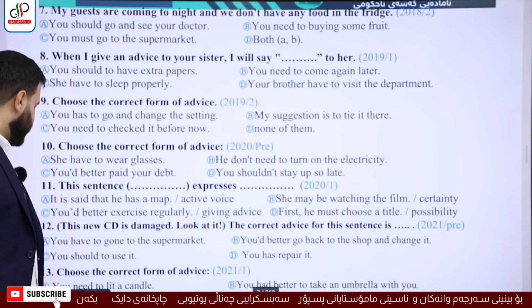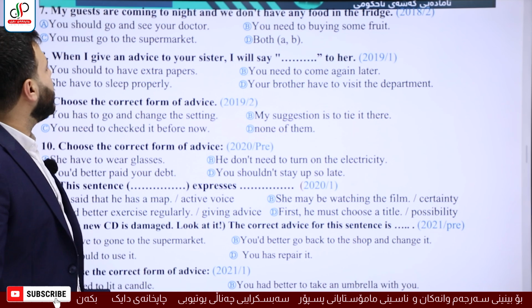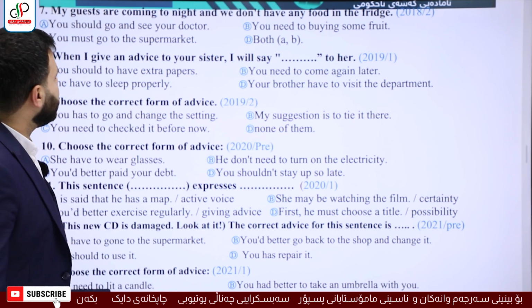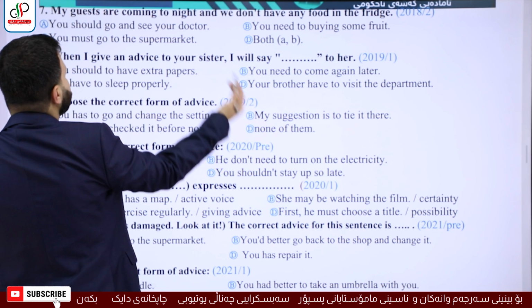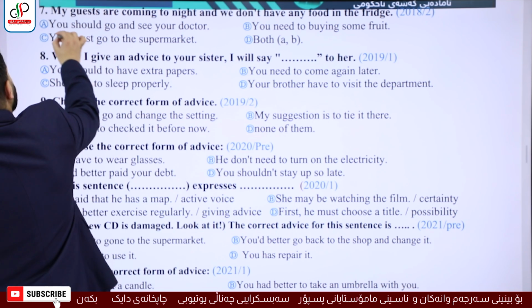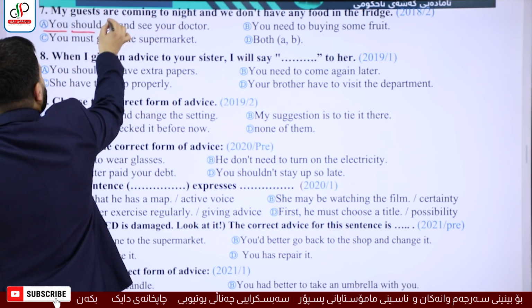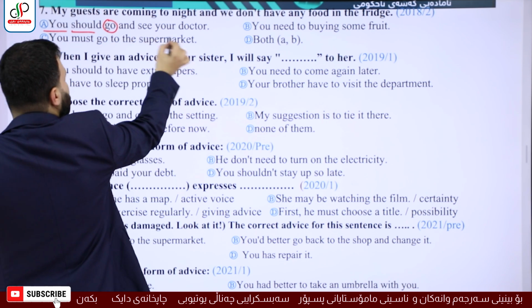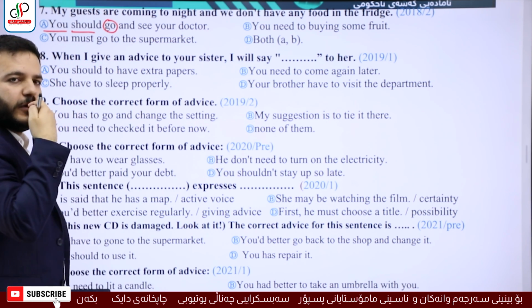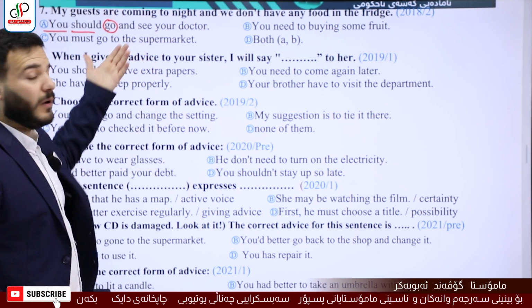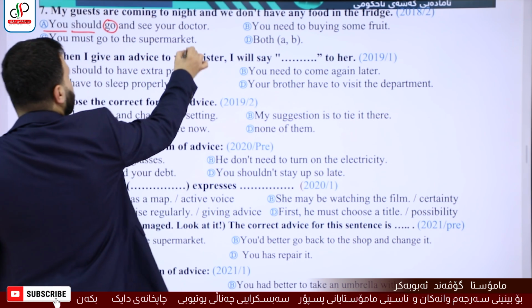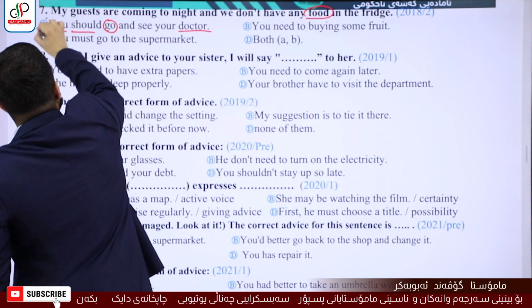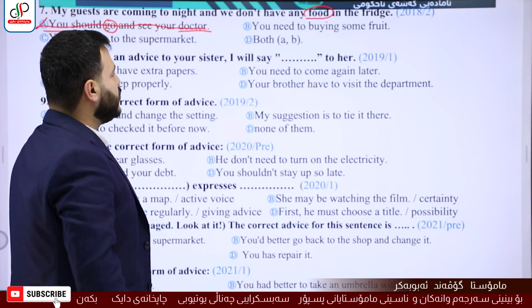And let's see number 7. My guests are coming tonight. We don't have any food in the fridge. What should I do in that case? My friends are coming or my guests are coming. Somebody said you should plus base. You should go and see your doctor. It's correct grammatically, but if we respond by the meaning, this one is wrong. If you have no food, you don't need to go to see the doctor. That's why A is wrong.